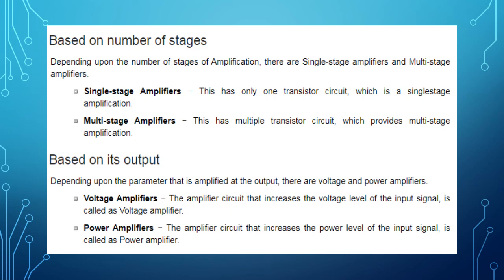Next, classification is based upon the output. Depending upon the parameter that is amplified at the output, there are two types of amplifiers: voltage amplifier and power amplifier. The amplifier circuit that increases the voltage level of the input signal is called a voltage amplifier. The amplifier circuit that increases the power level of the input signal is called a power amplifier.